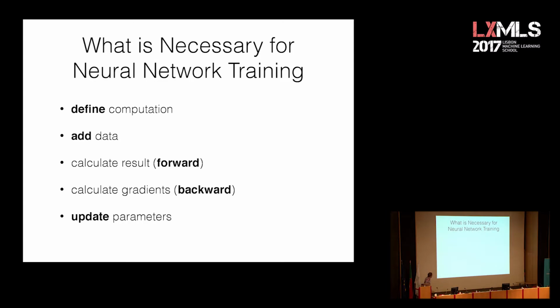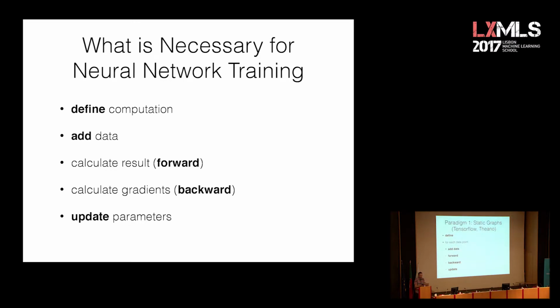So what is necessary for neural network training? We talked about this before, but just to reiterate, we need to define what we want to compute. We want to add training data to it. We calculate the result. So if we're just doing test time, then we calculate the result to use it to do something. Or if we're training, we calculate gradients and then update parameters.